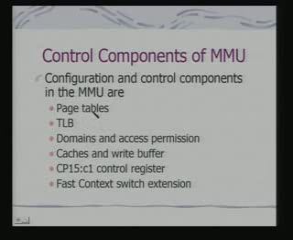The configuration and control components in the MMU are the page tables, the TLB, domains and access permissions. Here you have the concept of domains, which is used in ARM to define the permissions. Then caches and write buffers, and how they are to be configured. Then CP15, the system control coprocessor I told you about, manages the MMU and provides a management interface to it. There are also additional hardware extensions of this architecture which provide for fast context switch. What is context switch?